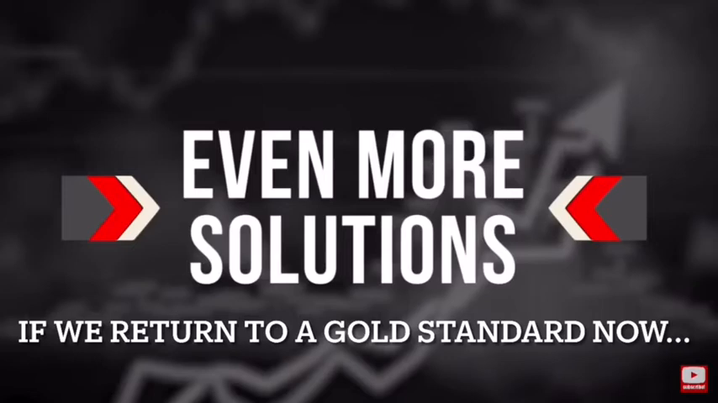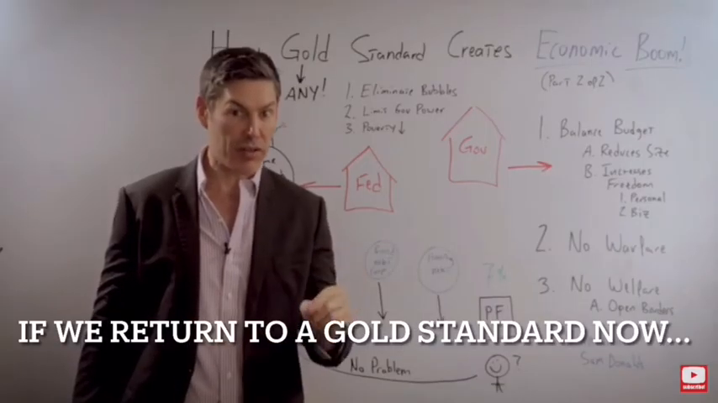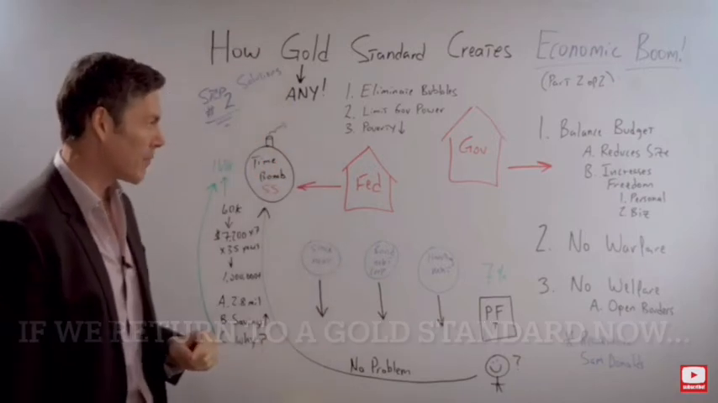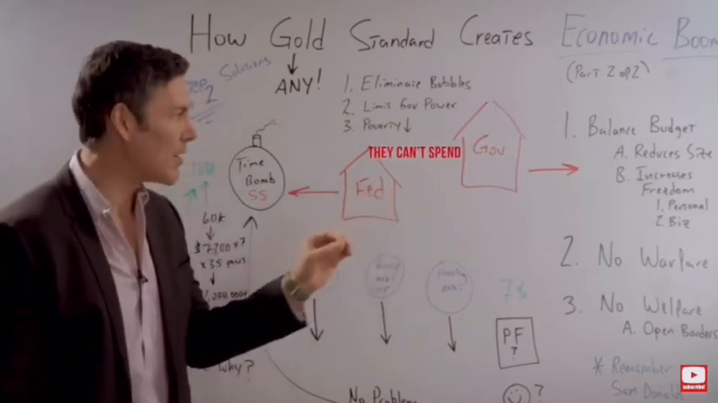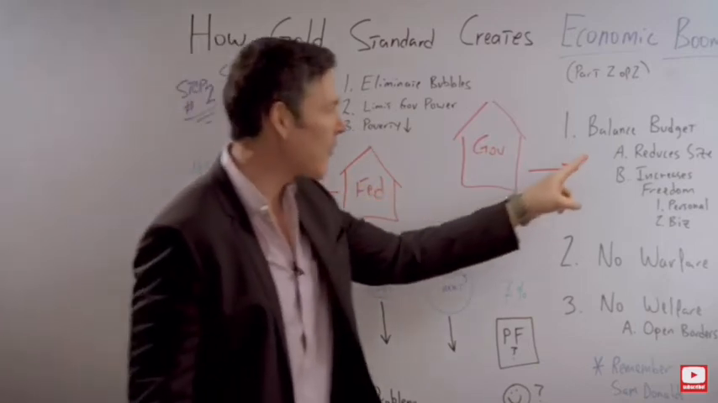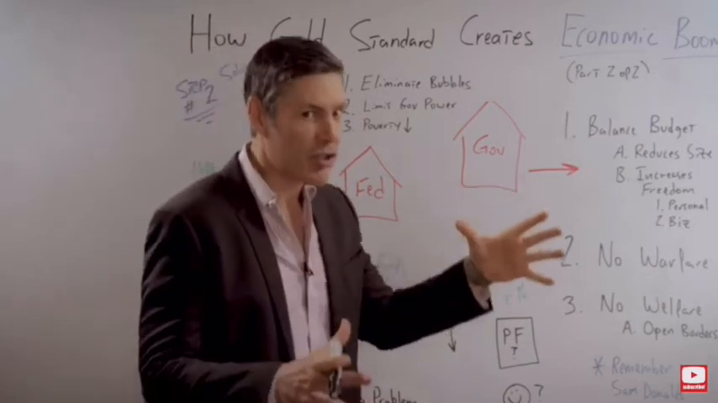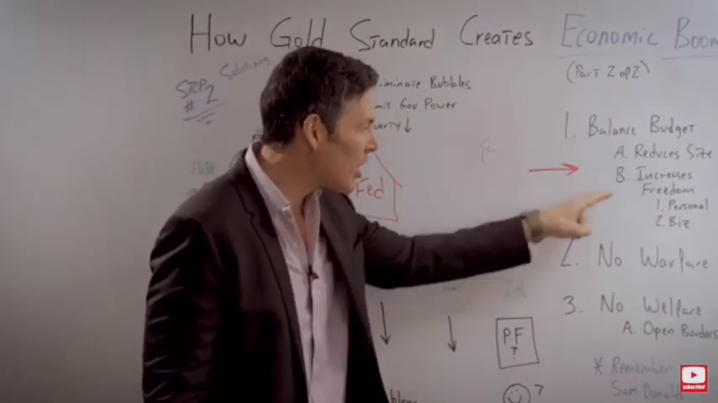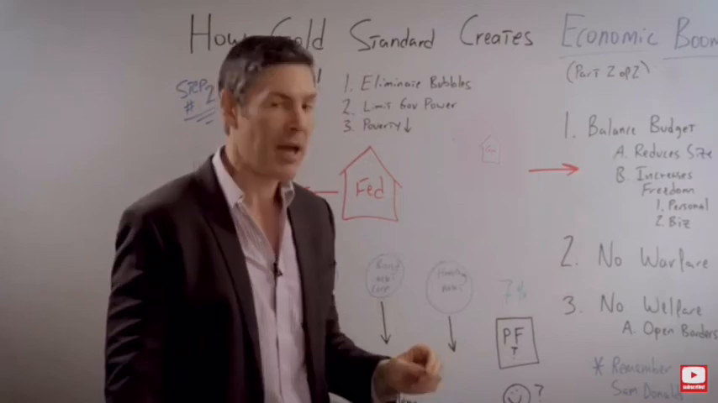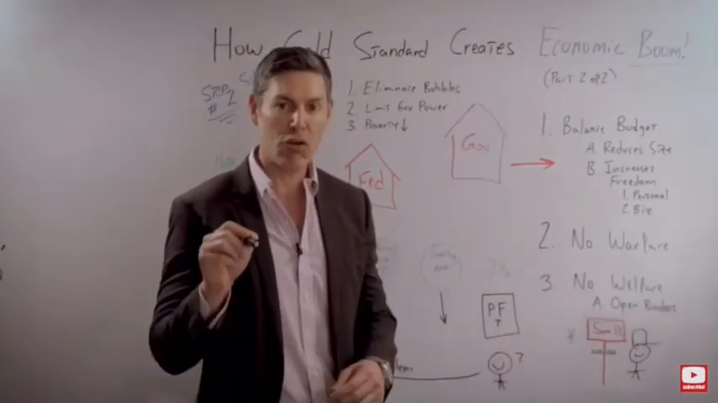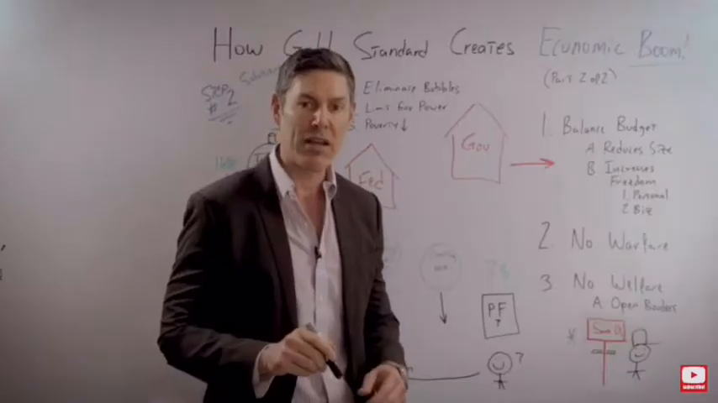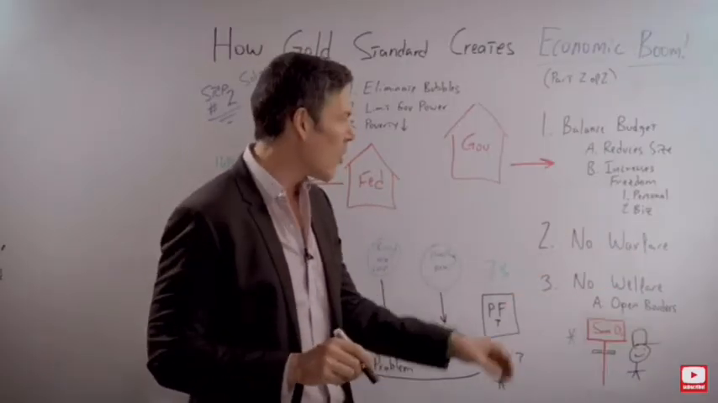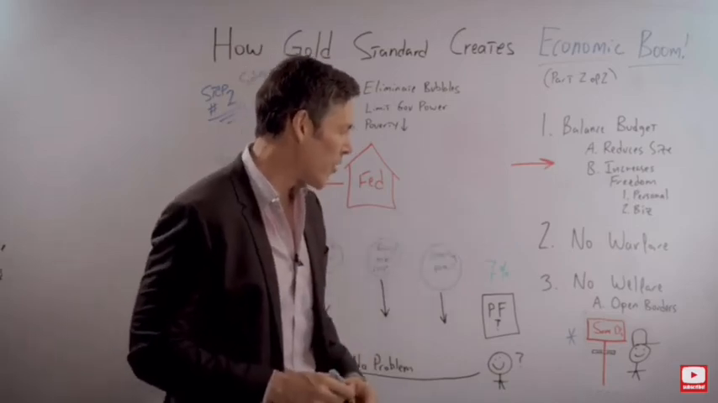Even more solutions created by having a fixed currency, which results in healthy deflation. It starts by kneecapping the government so they can't spend like drunken sailors. They have to balance their budget. This is reducing the size of government. It increases personal freedom and business freedom. Getting richer and richer every single year because their expenses would be going down without any help from the government.